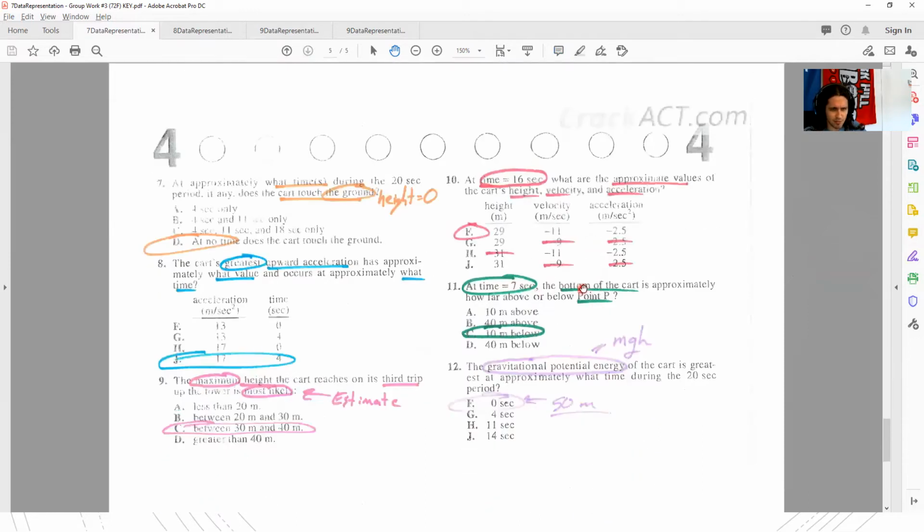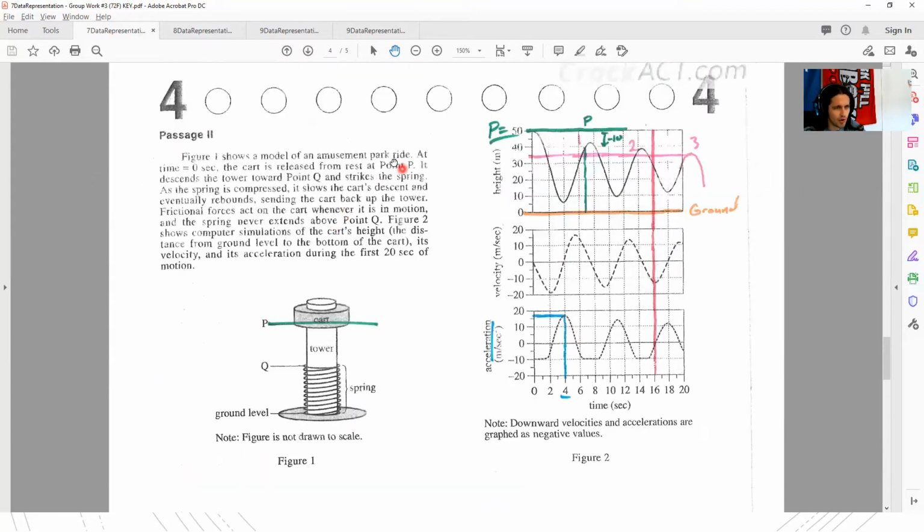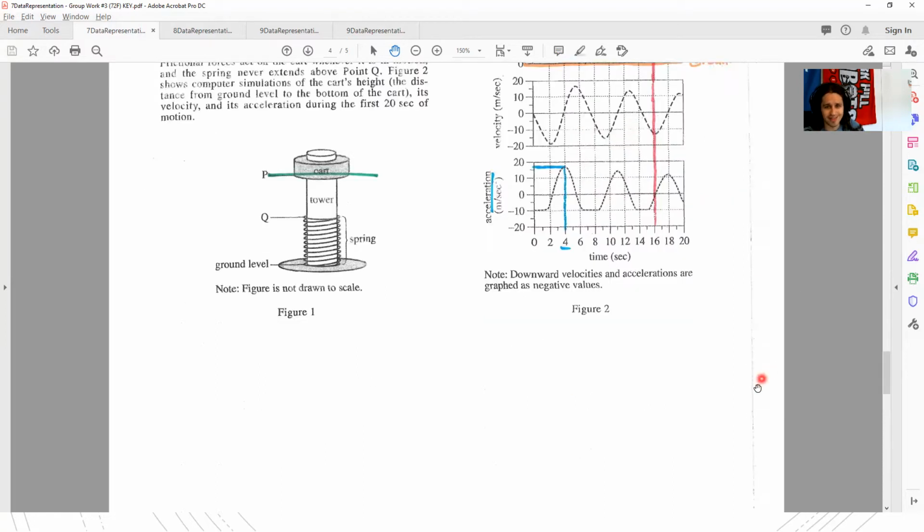And then the other question of particular interest to me was, where is P? At time 7, the bottom of the cart is approximately how far above or below the point P? And you had to say, where the heck is point P? Point P is where the cart starts. How far has it fallen? At time equals 7 seconds, you take T equals 7, you take that up, you say that's right about here. How far has that fallen? Well, it's at 40. It started at 50, so it has fallen 10.